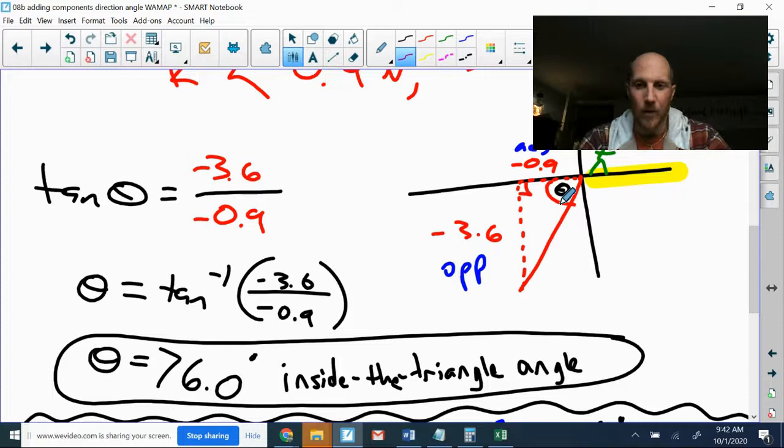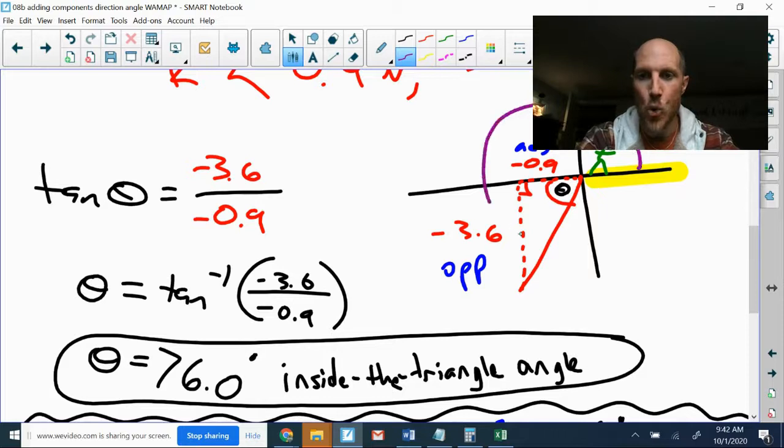That is not a direction angle, right? Direction angle has got to be measured from the yellow highlighted part of the graph, and then we would rotate counterclockwise all the way around to here, right?